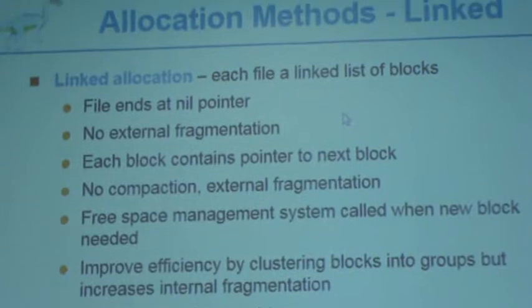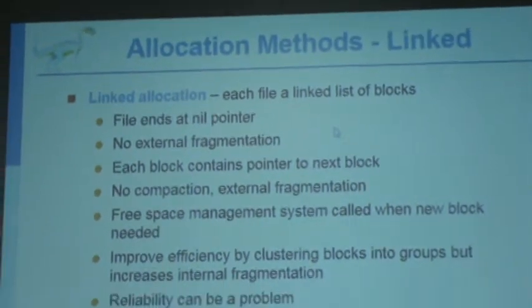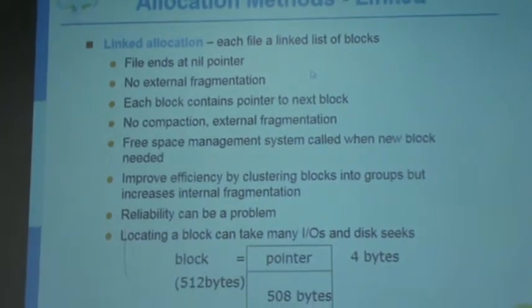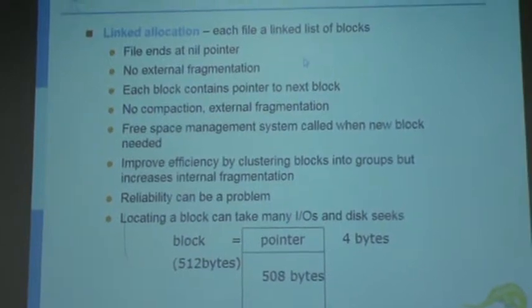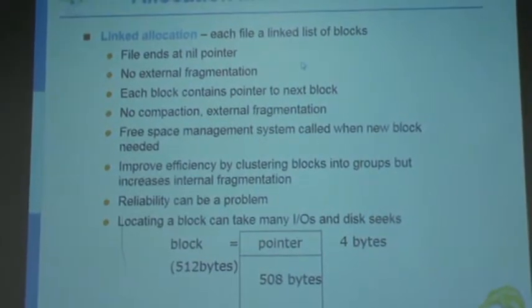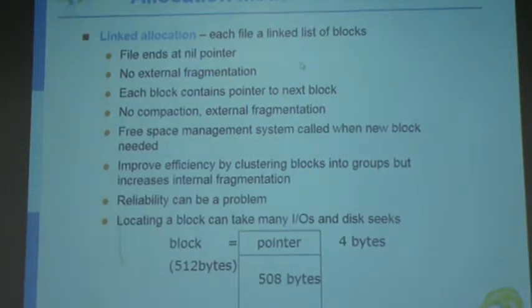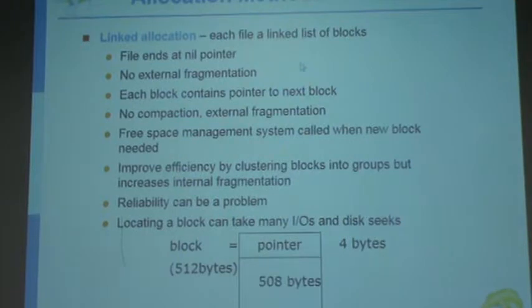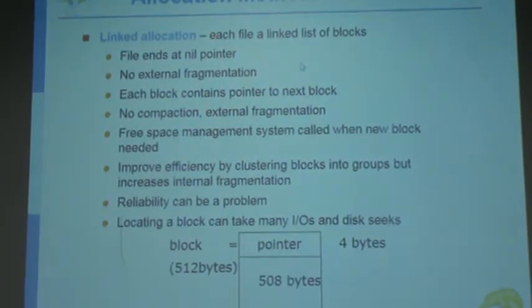So in linked allocation, you can manage the list of blocks. In your directory structure, you can specify the starting and end. End will be the nil pointer. The benefit: there is no external fragmentation, as you can see, because whenever you need, you can link. So each block should keep the pointer for the next block. Okay? You don't need any compaction because there is no external fragmentation.